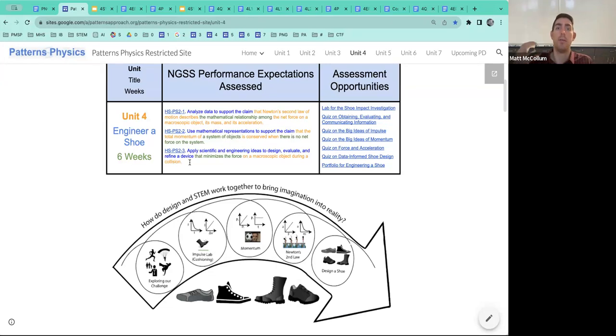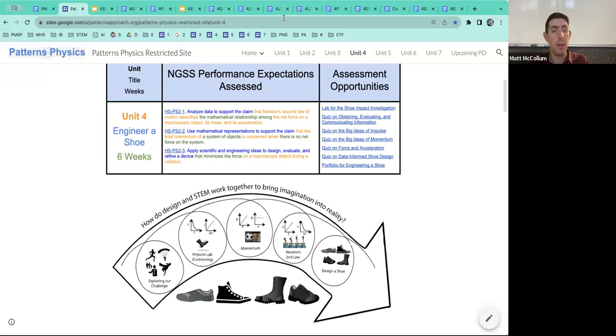In this unit, we are looking at how design and STEM work together to bring imagination into reality. So we start, like many units, exploring our engineering challenge. At the start, students are playing with their shoes, testing friction and testing the stability and cushioning, all of these different factors, and really thinking about what makes a great pair of shoes great. And it really does depend on different situations. So we are exploring our engineering challenge.